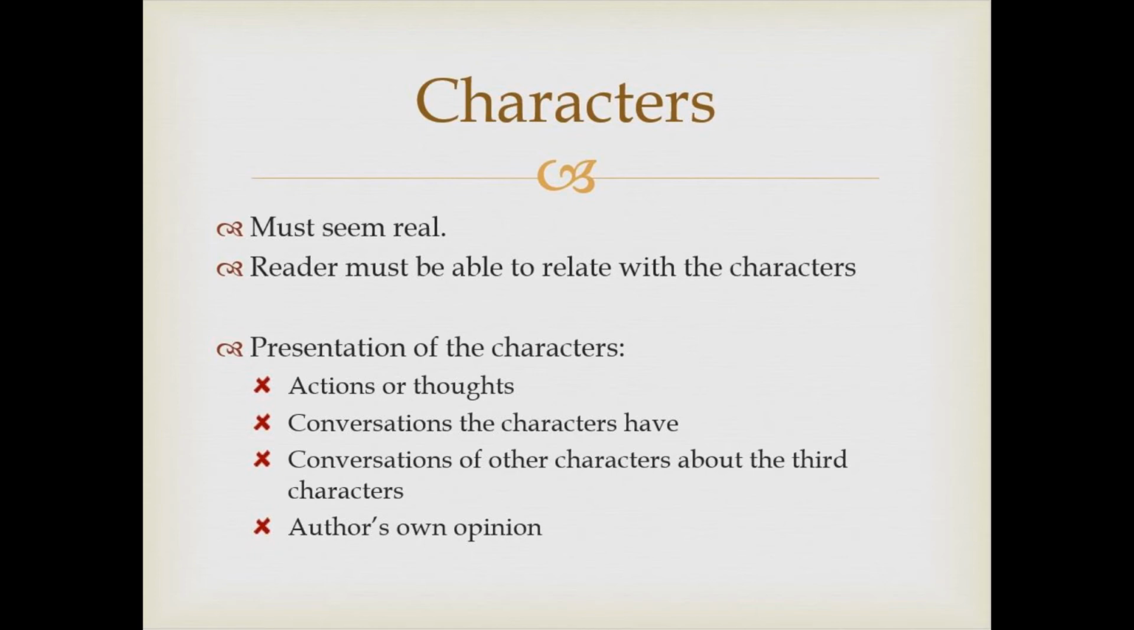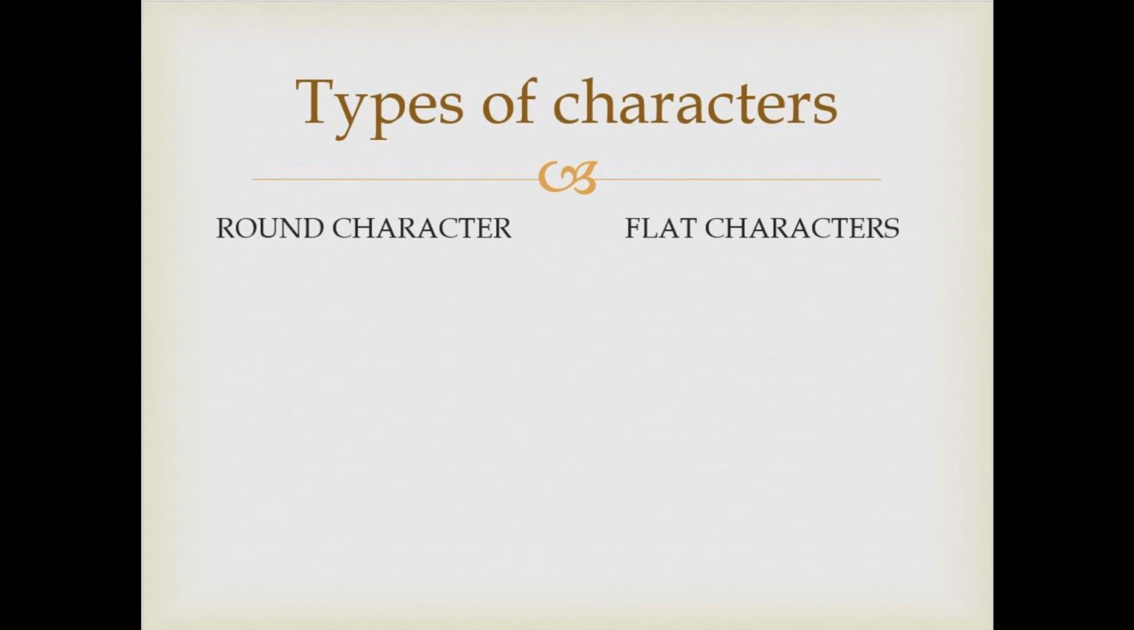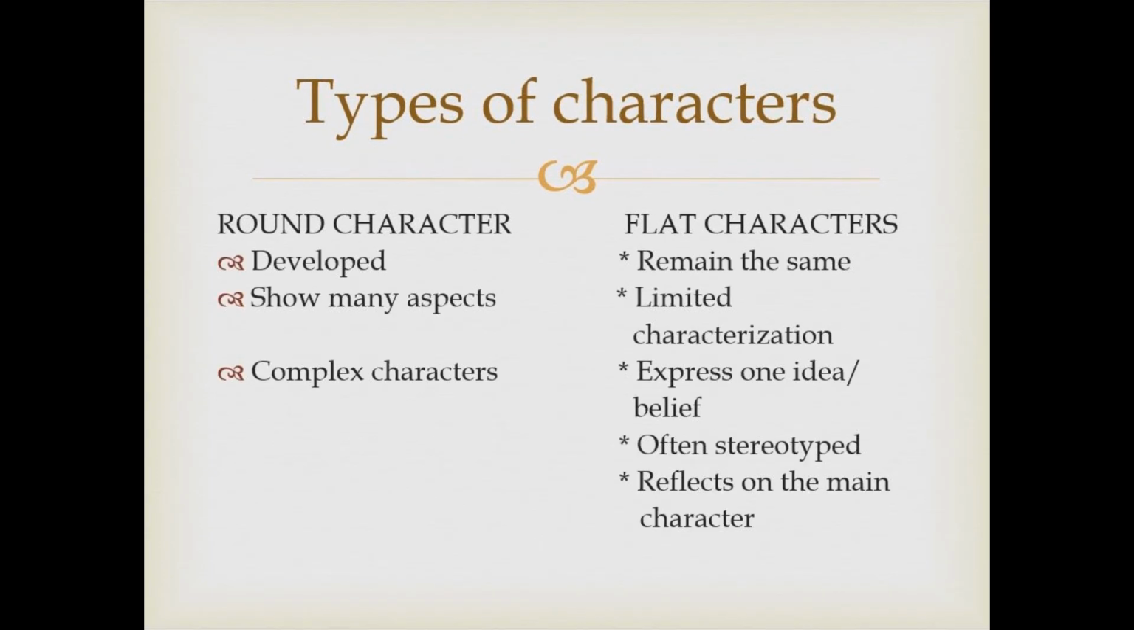It is also important to note that we have two types of characters: round characters and flat characters. The round characters are usually the well-developed characters. Throughout the story, we will see how the character grows or even changes their opinion or views on life. Many aspects of the round characters are shown. Example, the emotions, their conflicts, the way of thinking, and their likes and dislikes. A lot of the times, our round characters are complex characters, meaning we know a lot more about them than any other character in the story.